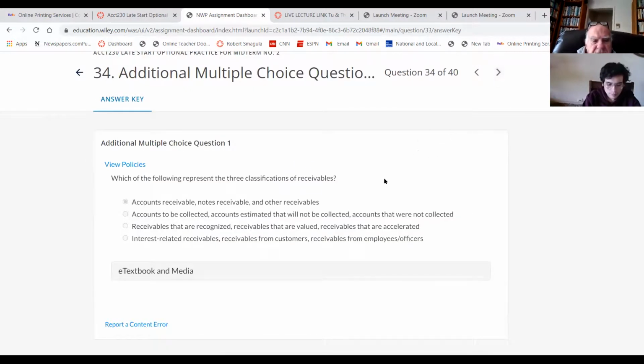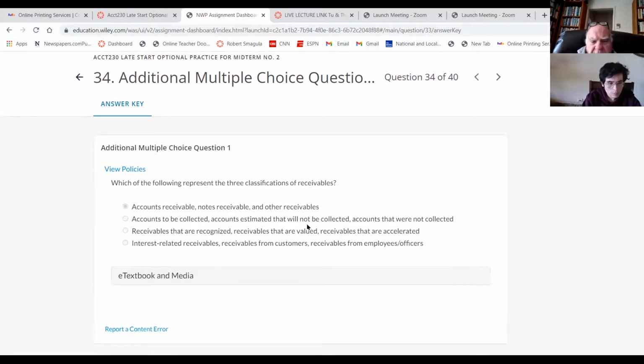Three classes of receivables: accounts, notes, and others. You know the other three are wrong because you never heard us talk about these silly things. Accounts is estimated that will be not collected, things like that.